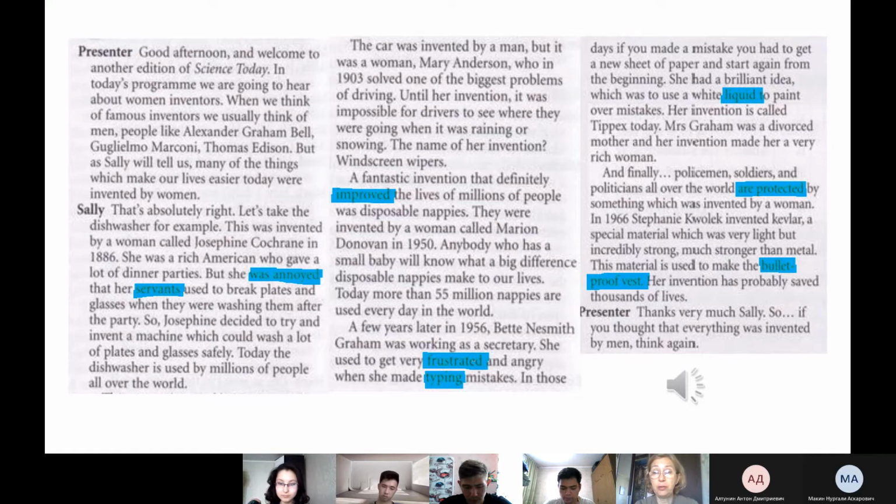Okay, and then there is a liquid to paint over mistakes. Yes, белая жидкость, чтобы закрашивать ошибки. So then about the Kevlar, this is, people are protected by something. Protect, да, защищаются тем, что было изобретено женщиной. This is a bulletproof vest. This is, you know, бронежилет.